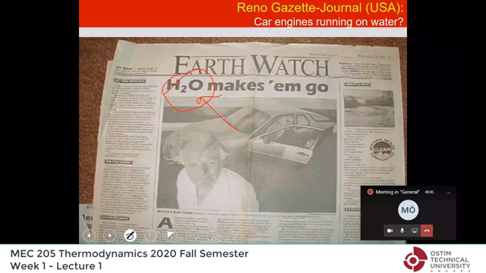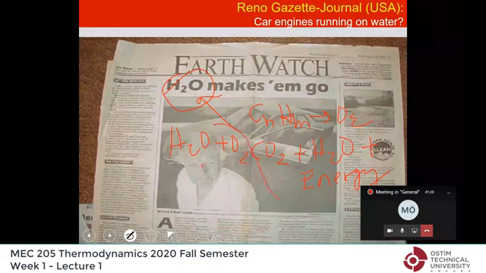Because gasoline is a hydrocarbon, CnHm, and when it combines with oxygen, you end up with carbon dioxide plus water vapor, okay? And this exothermic reaction releases a lot of energy here. Okay, water. If you combine water with oxygen, what will happen? You try to burn it. Okay, what will happen? Nothing. Water cannot be burned. Why? Because water is already burned hydrogen.